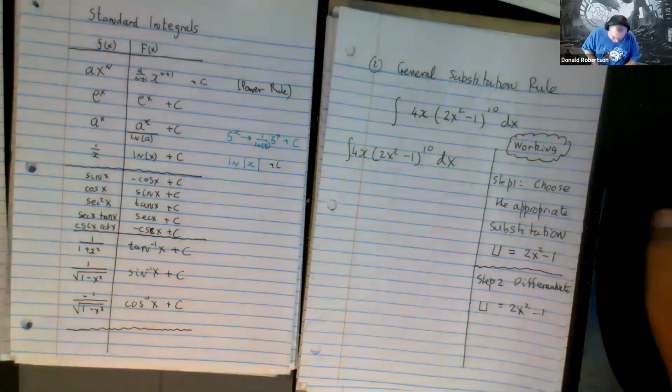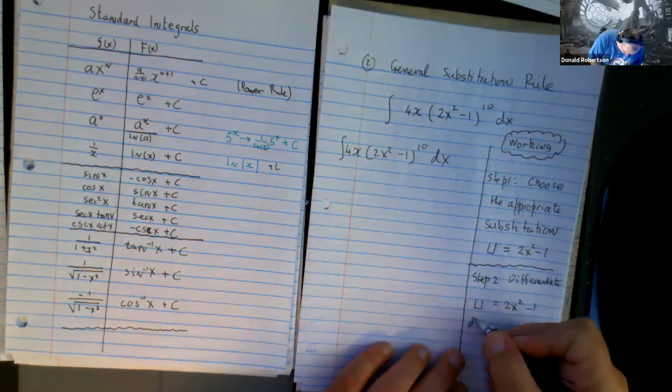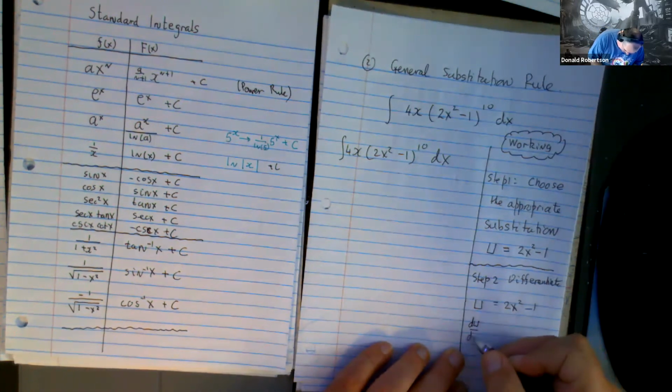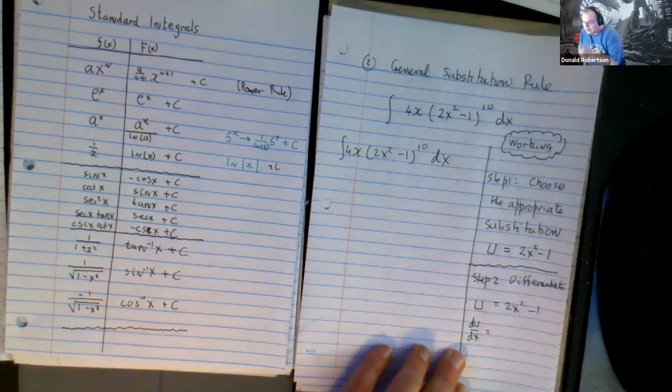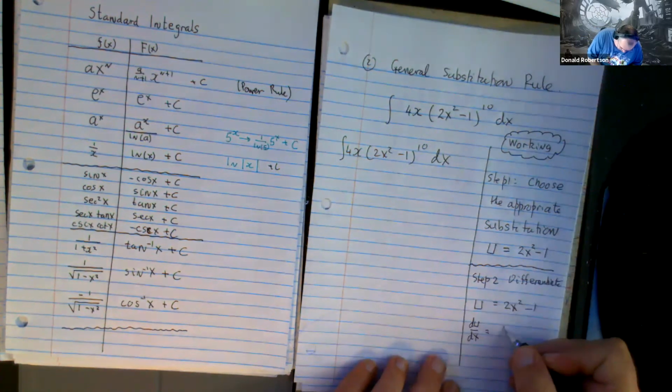Back to this guy. What does differentiation look like? Well, we are going to use the du by dx notation. Remember, there was f dash notation. This is the differential notation we're going to use. Now, if I differentiate that guy, would you agree you get 4x?